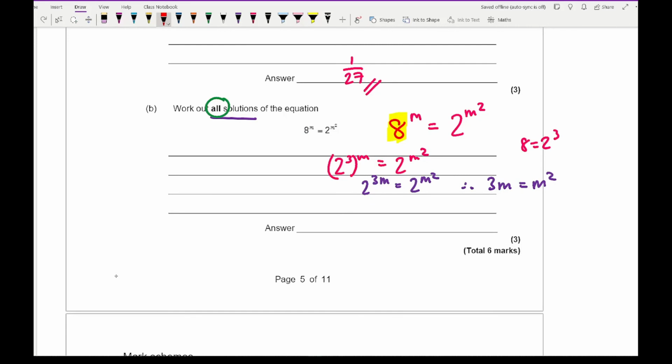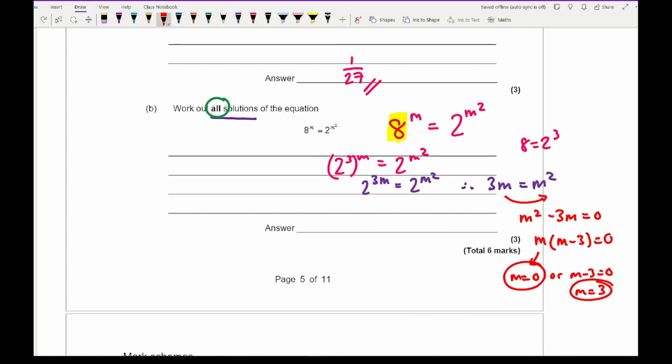So at this particular stage, what you then want to do is take the 3m over to the other side and turn it into a quadratic. So m squared minus 3m equals 0. Now at this stage, what you then want to do is factorize, and then you can find that there are going to be more solutions. So here m could equal 0, or m minus 3 equals 0, so therefore m equals 3, and there are my two solutions. So here m equals 0 or positive 3, and there we go.